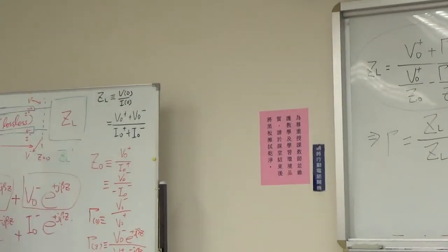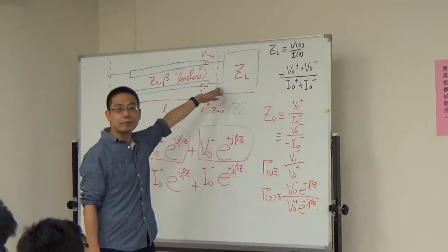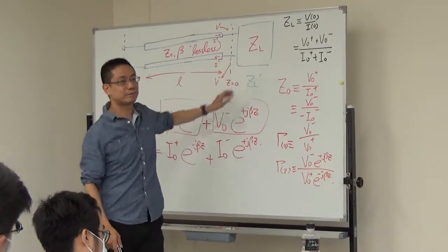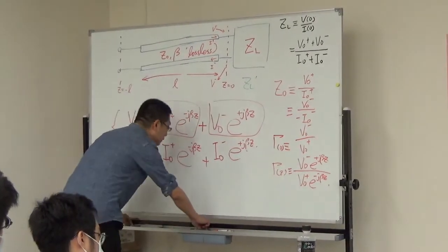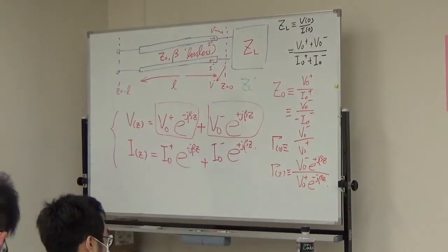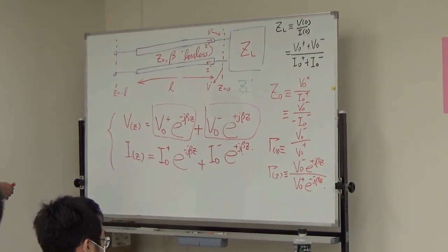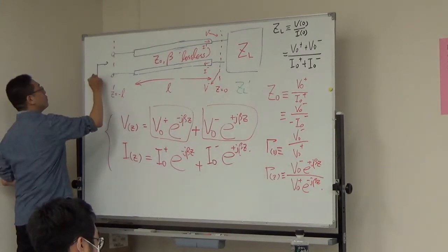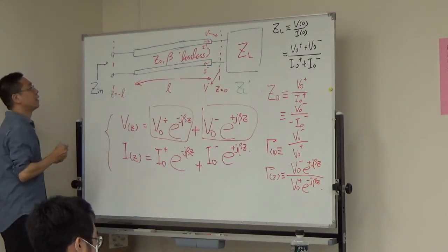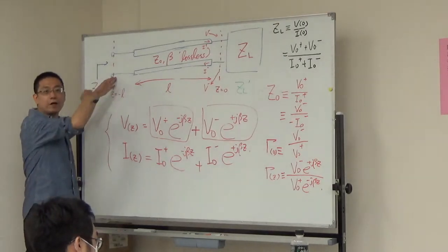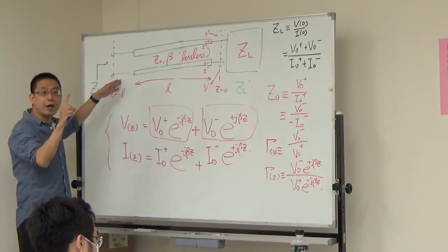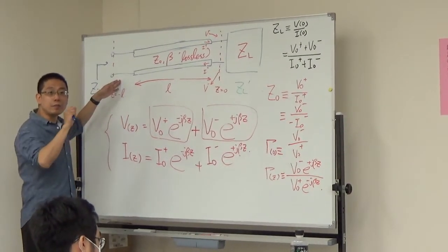This is the impedance at Z equals 0. We are going to have more stories. Today, we will try to derive the impedance at the beginning of the transmission line. This is the question we try to figure out, the important question.